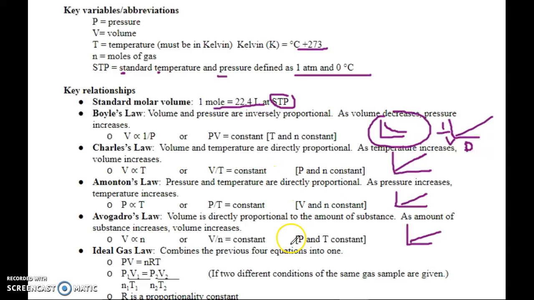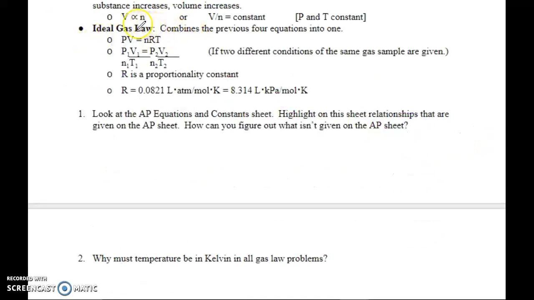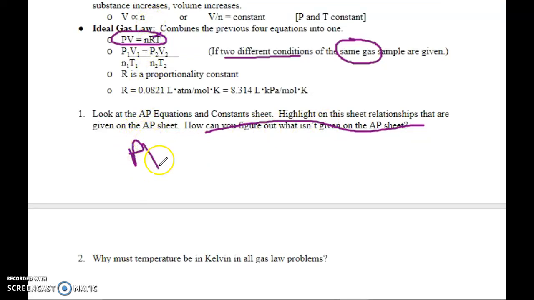And then the ideal gas law puts them all together. So that combines the first four with 1 ideal gas constant. You can also have what we call a combined gas law, which covers any of these conditions. The key is 2 different conditions of the same gas sample. Those are given on the exam sheet. If you want to highlight those, figure out what isn't given on the exam sheet. That's kind of backwards. They give you PV equals nRT.